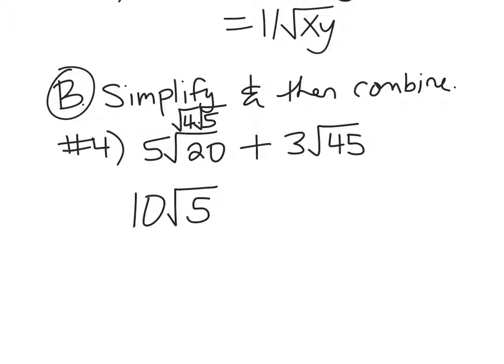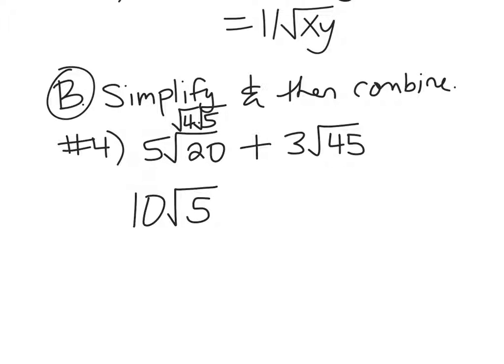So 5 rad 20 is the same thing as 10 rad 5. If you don't believe me, watch. Your calculator even knows. 5 rad 20. What is that? Some gross number. And what did I say it's equal to? 10 rad 5. Same gross number. Okay? They're exactly the same. They're just written in different ways.